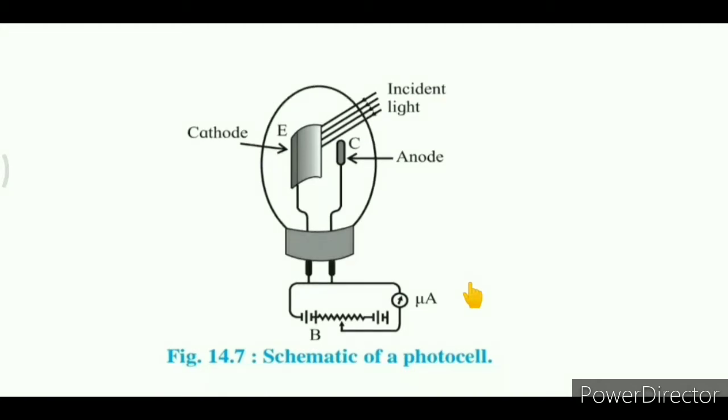Hence, when light of suitable wavelength falls on the cathode, photoelectrons are emitted, and these electrons are attracted towards the anode due to the applied electric field, and the generated photocurrent is noted from the microammeter. So this is all about the construction and working of the photocell.